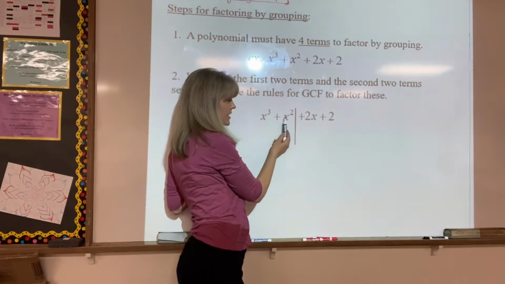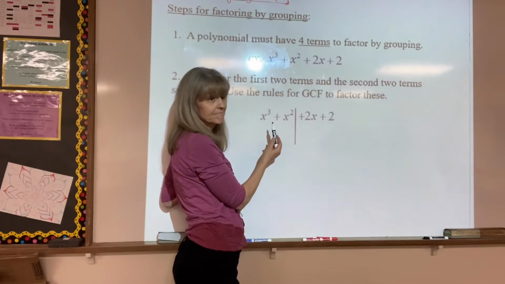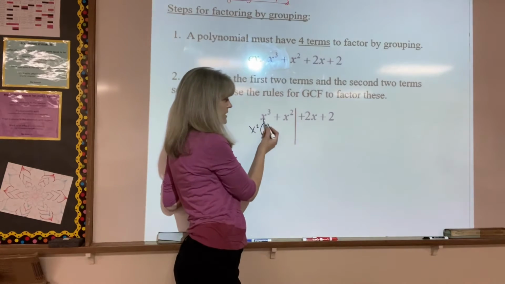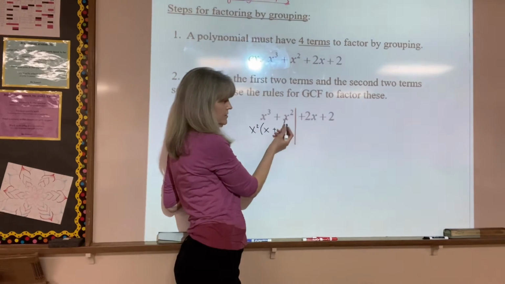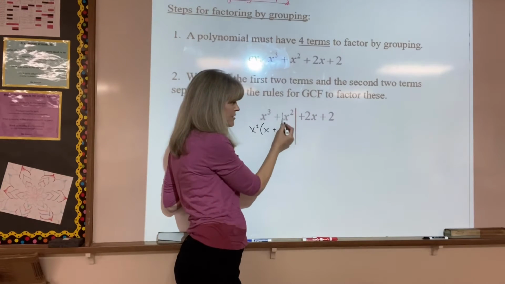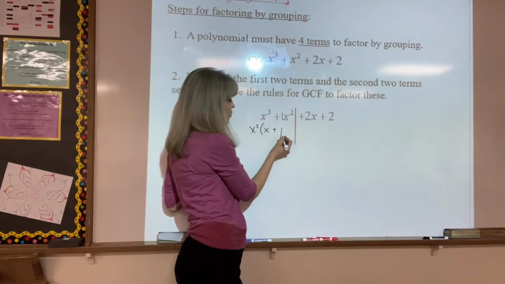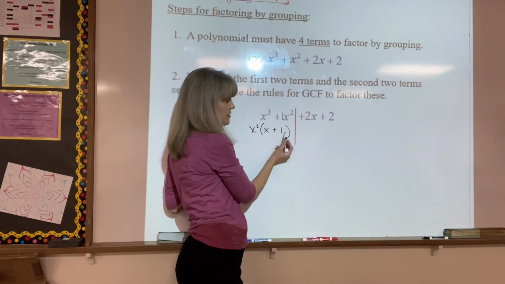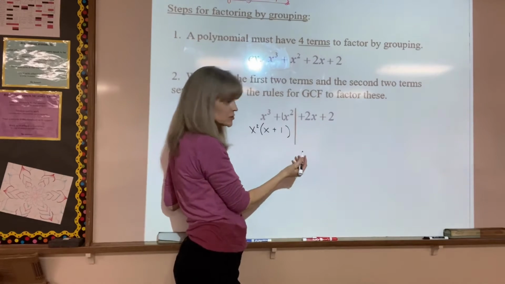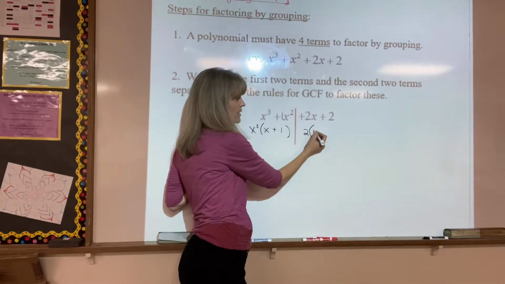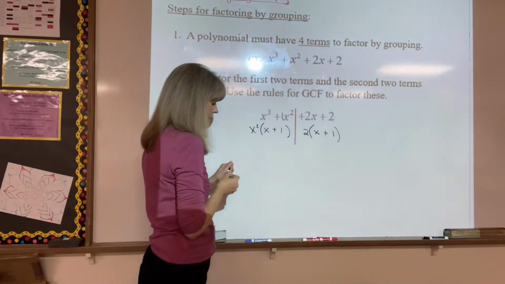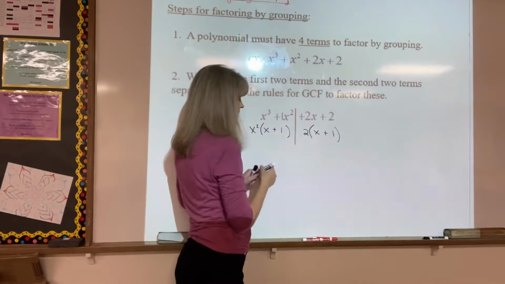Then we're going to look, what's the greatest common factor of these two? X squared. So that leaves me with x plus what's left here. There's nothing left that you can see, but remember there's always that invisible 1, x plus 1. So that if I distributed that, I'd still get my x squared. What's the greatest common factor here? 2. Leaving me with x plus 1. Because 2 is 2 times 1.